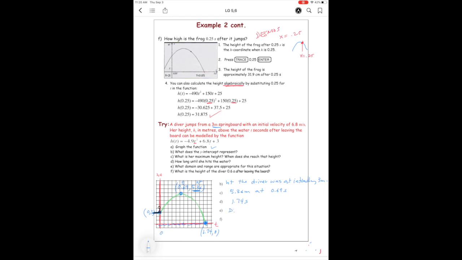The domain and range, remember, your domain starts at 0 and it goes to that guy. So it's between, that's our between symbol. And the range is again that between symbol, 0. And the height she maximum gets to is that. And what is the height of the diver at 0.6 seconds? So that you would put into your Desmos, and out comes 5.32 meters.